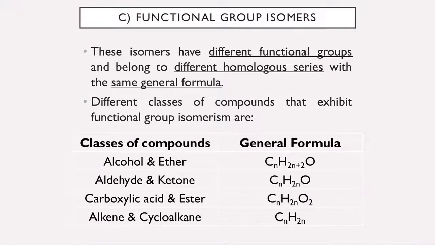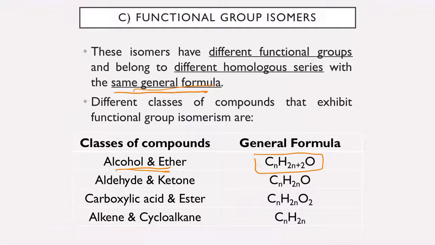Okay, so now functional group isomers. These isomers have different functional groups, and they belong to different homologous series, but with the same general formula. So basically, awak ada contoh ini, functional group yang sama, as in OH, C double bond O, contoh. Tapi they are different classes of compounds. Okay, the general formula dia sama.